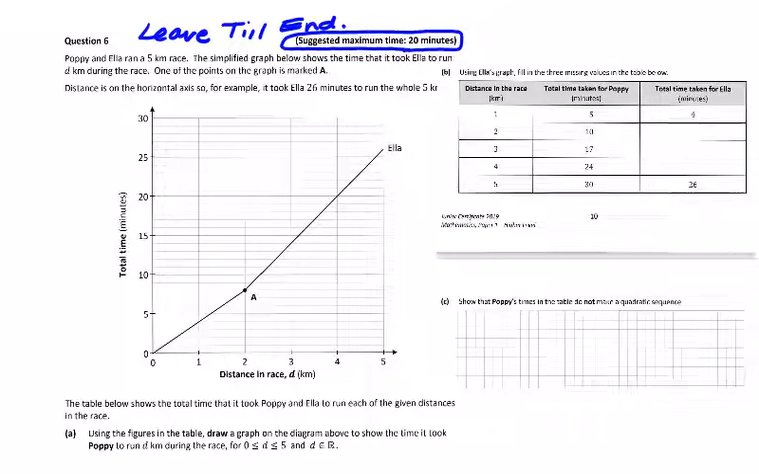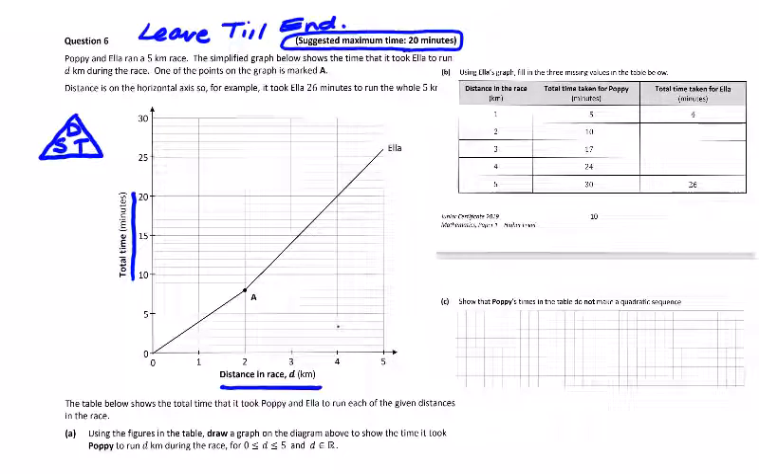So let's read from the start. Poppy and Ella ran a 5k race. Let's look at the graph. Total time along here and distance. So time and distance. Might bring in the distance, speed, time triangle into this question. We'll just jot that down. The simplified graph below shows the time it took Ella to run d kilometers during the race.